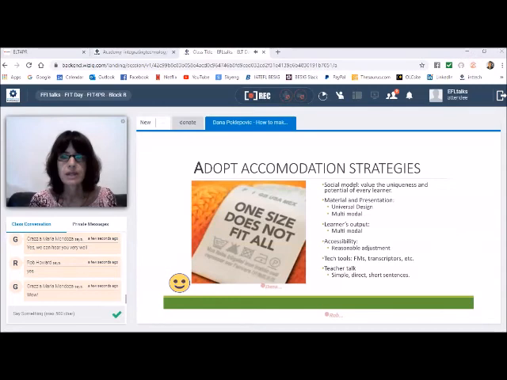Then we have the presentation of topics. How does the teacher present the topics in class? If you have a blind student, of course, when you present a PowerPoint, you will have to describe the images that you have in your PowerPoint. If you have a deaf student, you will probably have to sit him or her in front of the class or talk to him directly, looking at his eyes, because they can lip read you. And that depends on the type of disability.